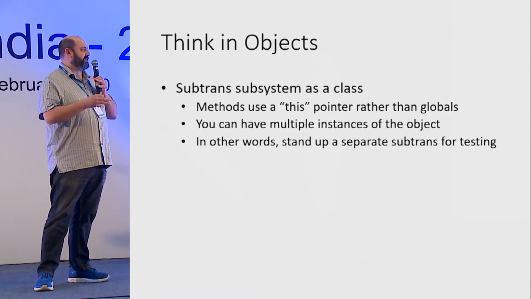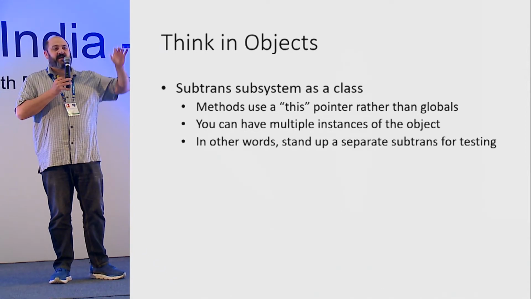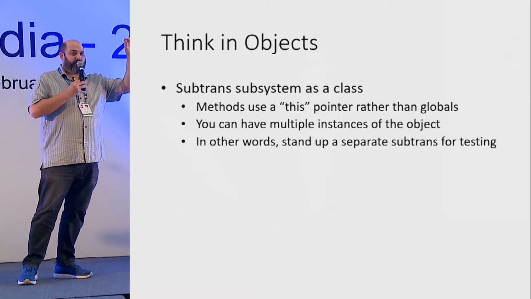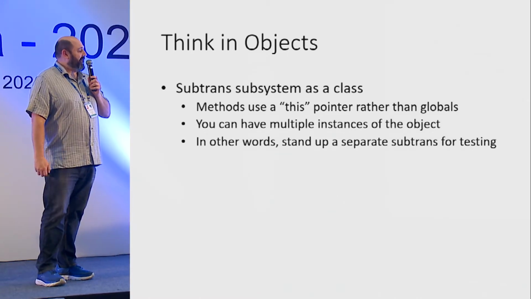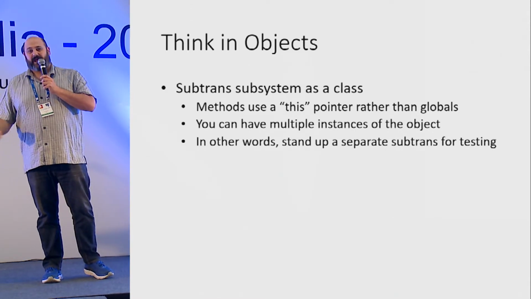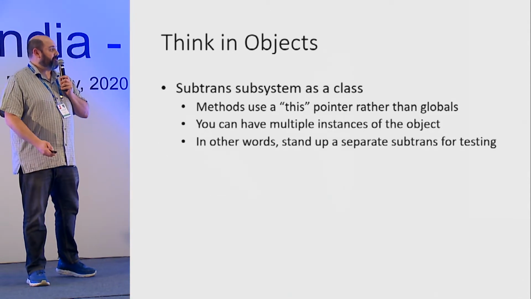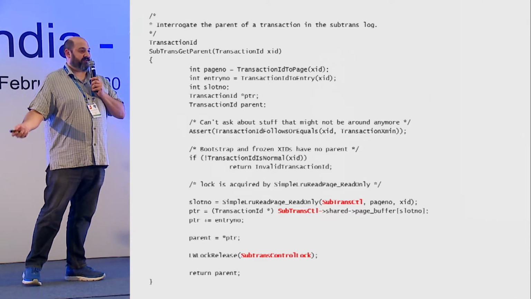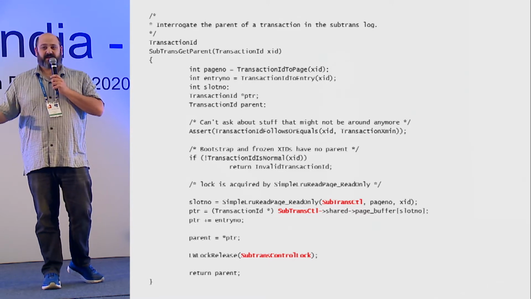And I said, well, this thing is like a class. The Subtrans is like a class, and there's always like this Subtrans control structure or CLog control structure. That's like the this pointer to a class, right? So if you think of it as a class, and you think of the global as like the this pointer, why couldn't you have other instances of that class? And so we refactored our code so that we could stand up multiple different Subtrans subsystems at the same time, the real live one and then test ones.